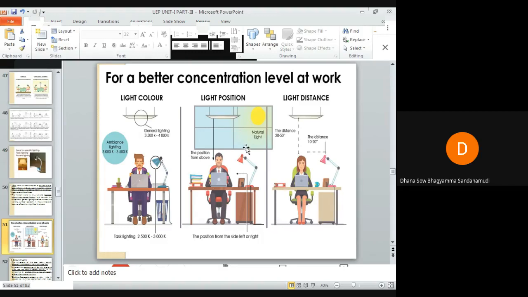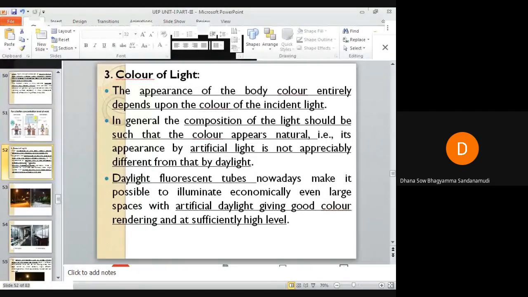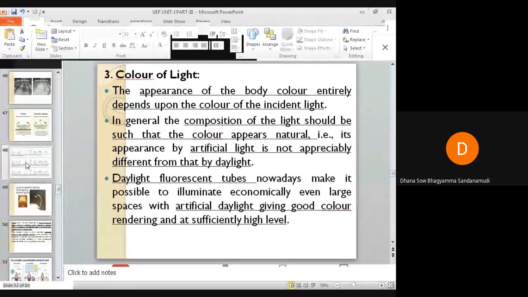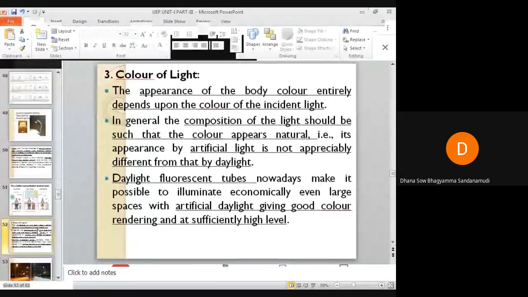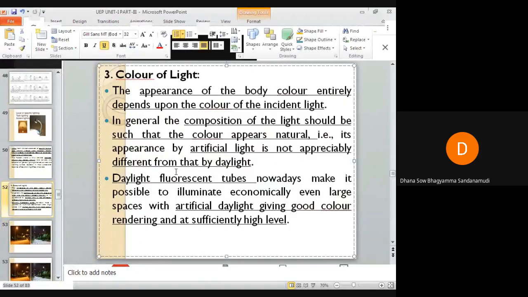Some people even prefer the natural light to come into the room in which they are working, along with the generalized and local lighting. So it depends. This slide is actually not of much importance, but I have inserted it to give you some information. This is about the uniformity of the illumination. If I want the illumination to be uniform throughout the room along with the general lighting, it is better to use the localized lighting.